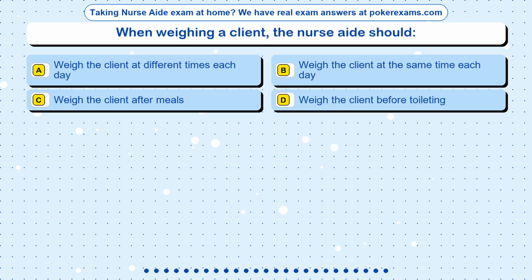Question 17. When weighing a client, the nurse aide should: Option A, weigh the client at different times each day. Option B, weigh the client at the same time each day. Option C, weigh the client after meals. Option D, weigh the client before toileting.